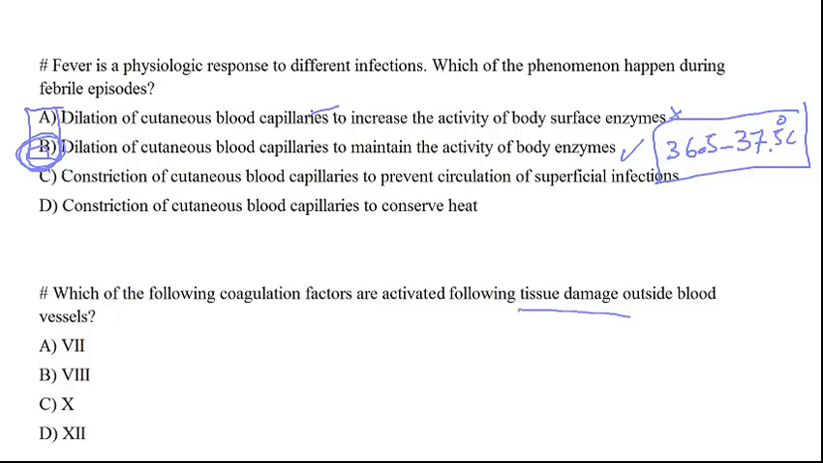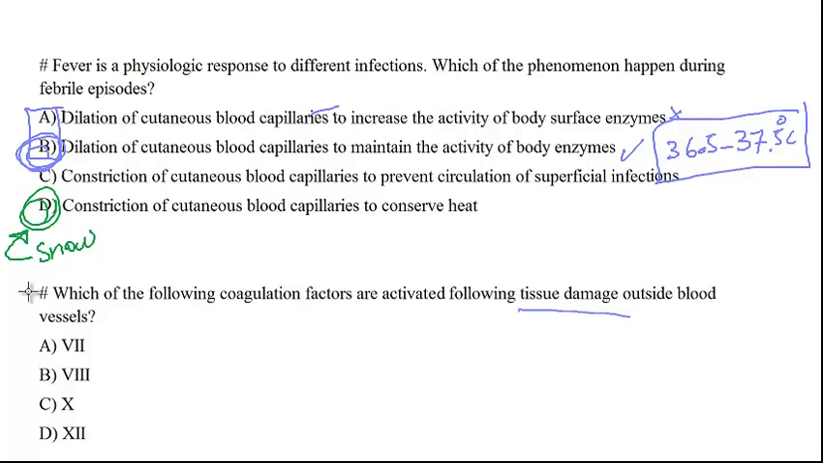Now let's say that we have someone that is stuck in snow and is feeling so cold. Which of these would have been the correct answer under those circumstances? Well, if it's too cold, we need to preserve heat. So it would have been constriction of the cutaneous blood capillaries to conserve heat. So if it was snowing outside, then choice D would have been the correct answer.